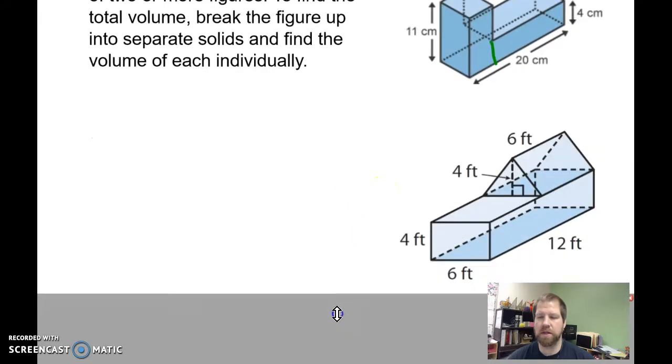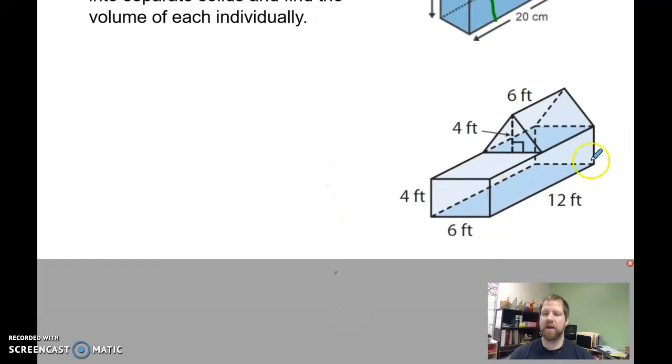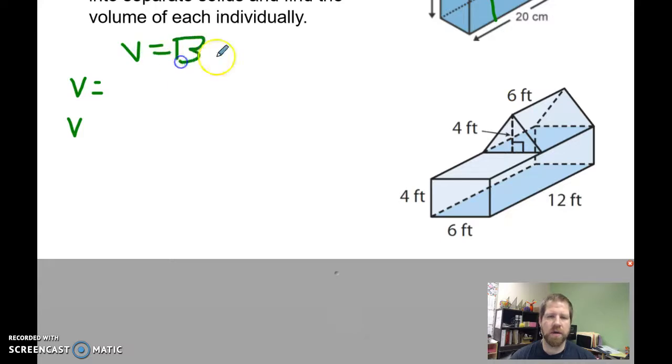If I look down at this one, now I've got a rectangular prism down here, but I've got a triangular prism up top. What I'm going to do is find the volume for each of them. I'm going to get my formulas. For the volume of a triangular prism, remember, both of them start off as big base times big height. In this case, I'm going to make the length be the height.